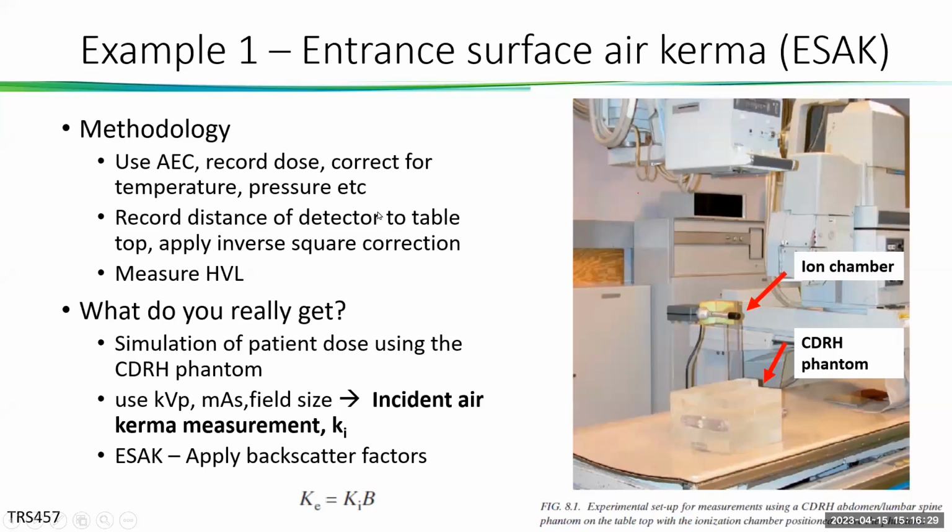You need to record the dose and correct for the temperature and pressure, etc. for the ion chamber. You also need to record the distance, the detector to the table, and apply the inverse square correction when needed, and need to measure the half value layer to know what the beam energy is. But what you really get here is a good simulation patient and the dose that would result from that. You get your kVp/ms field size, and then you measure your incident air kerma. But in order to get entrance surface air kerma, you need to apply the backscatter factor.